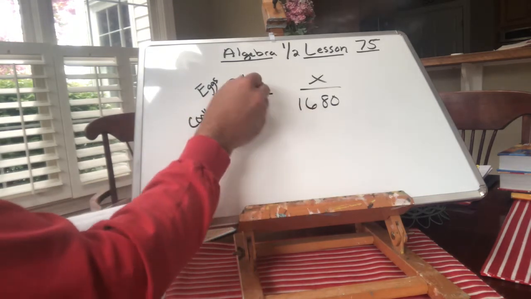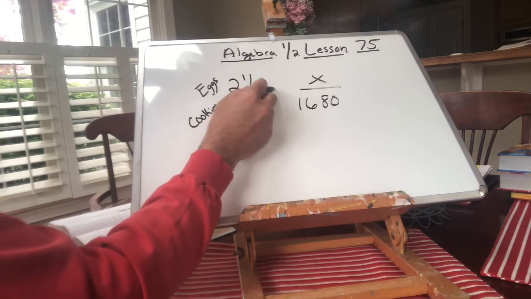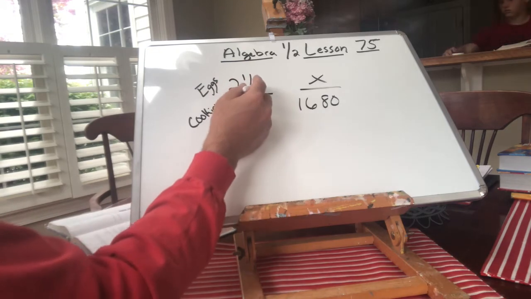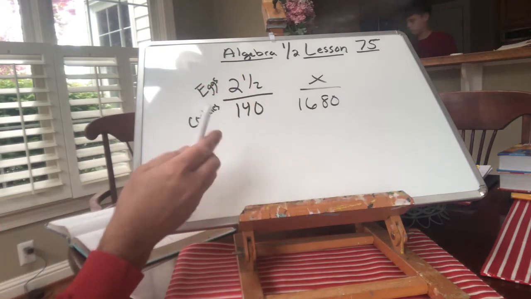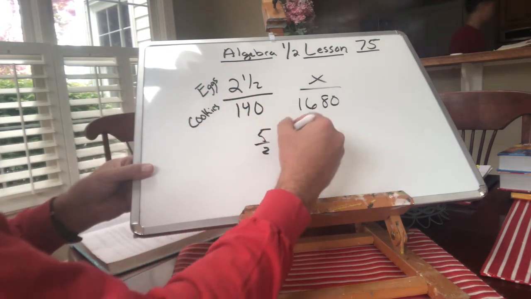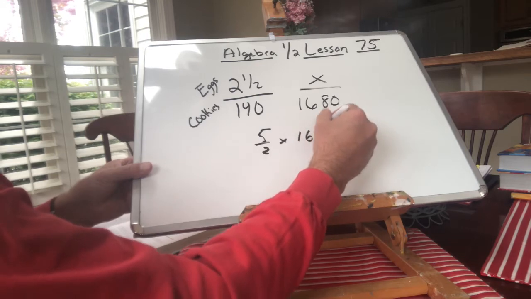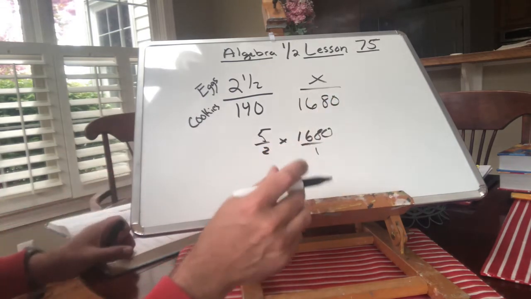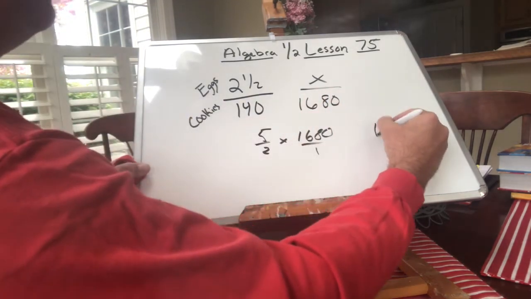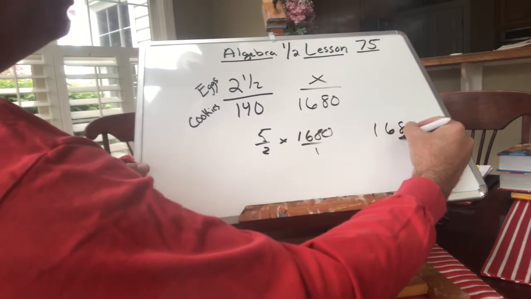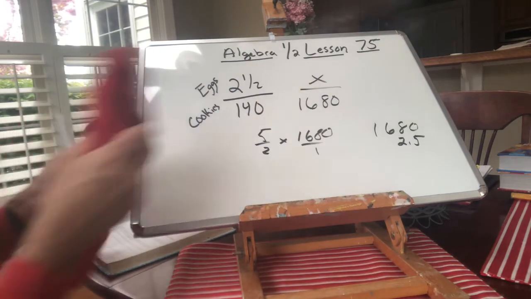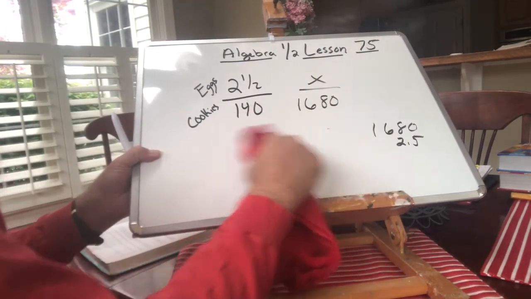So we're going to do our cross multiply, and whatever that is, you can either multiply it times 5 halves, right? The improper fraction of 2.5 would be 5 halves. You could multiply 5 halves times 1680 over 1, however you want to do that. Or you could multiply 1680 times 2.5. Either one is going to get you your answer, which is a pretty big number.